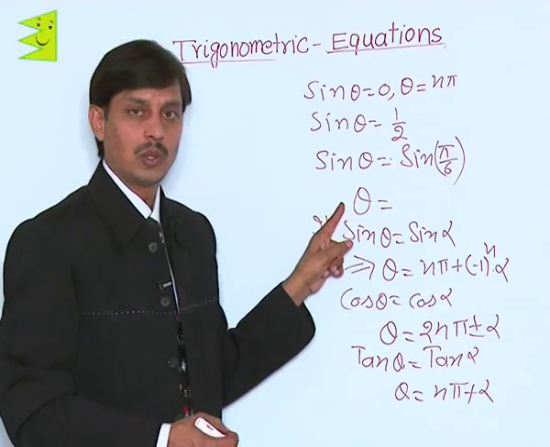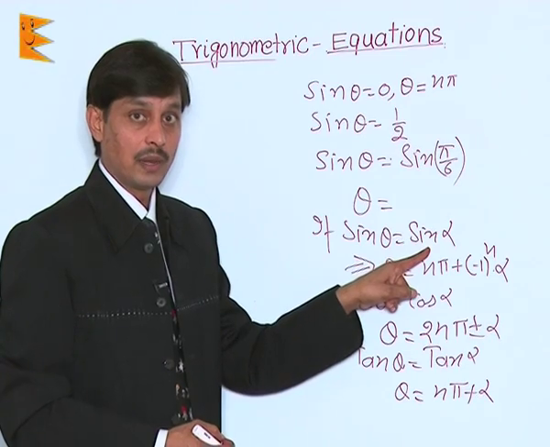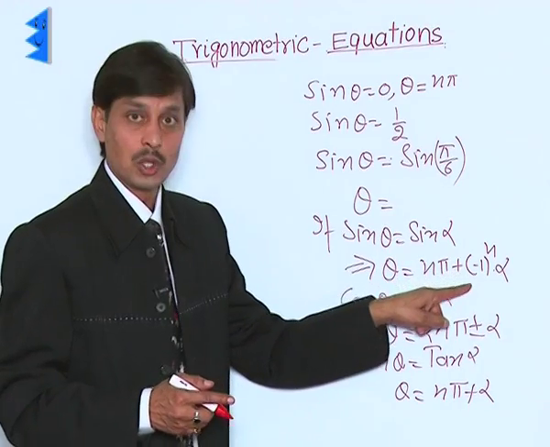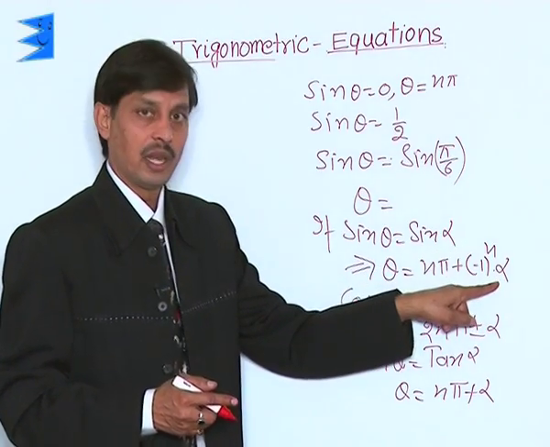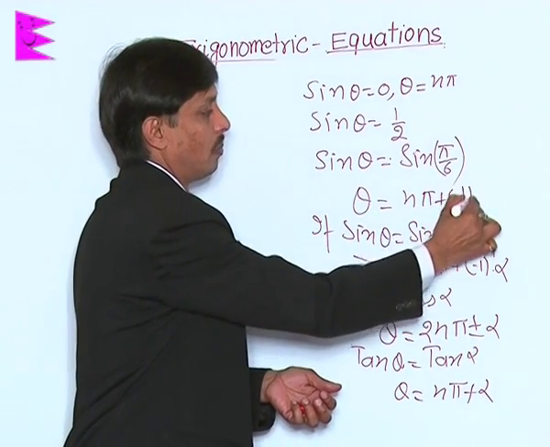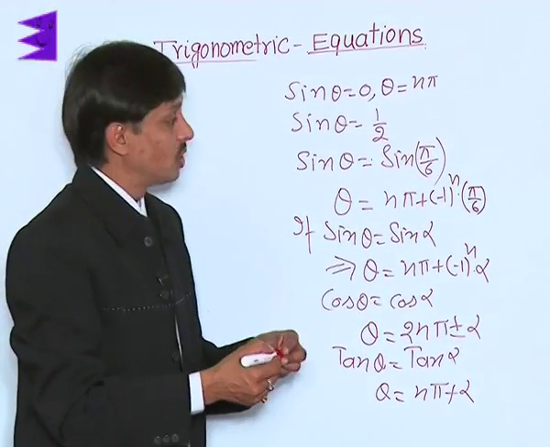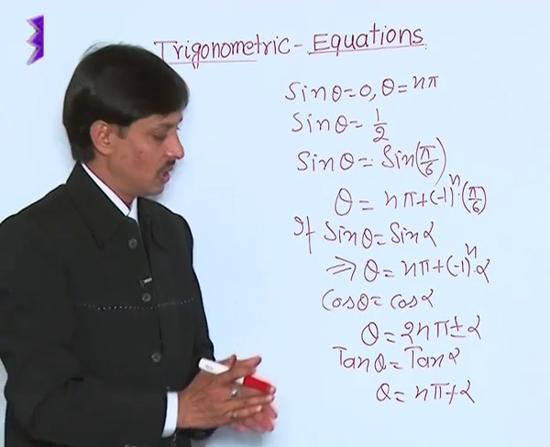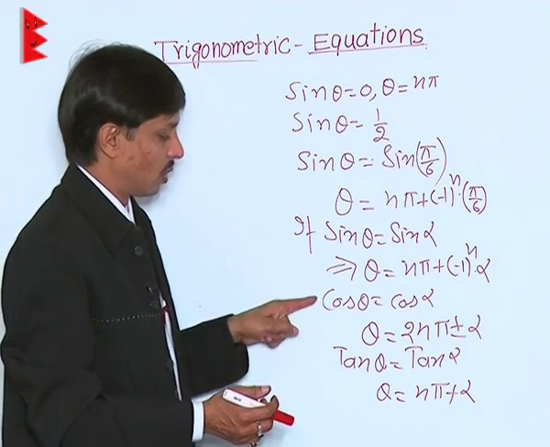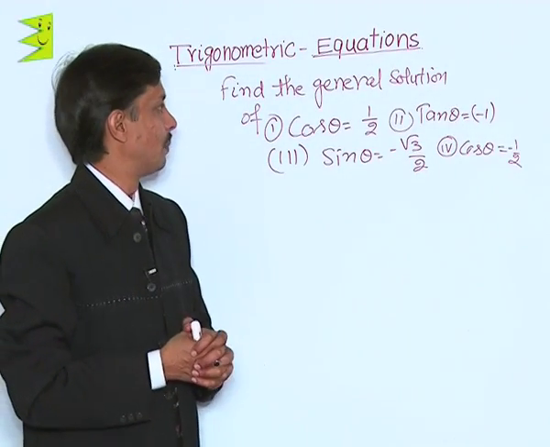To write its general solution, I am taking the help of this result, sine theta is equal to sine alpha. What does that give us? That theta is equal to n pi plus minus 1 raised to the power n into alpha. Here theta is equal to n pi plus minus 1 to the power n into alpha, which means pi by 6. Many problems of the same type can be solved by taking the help of either this formula or this or this. Now I would like to share with you a few more examples.